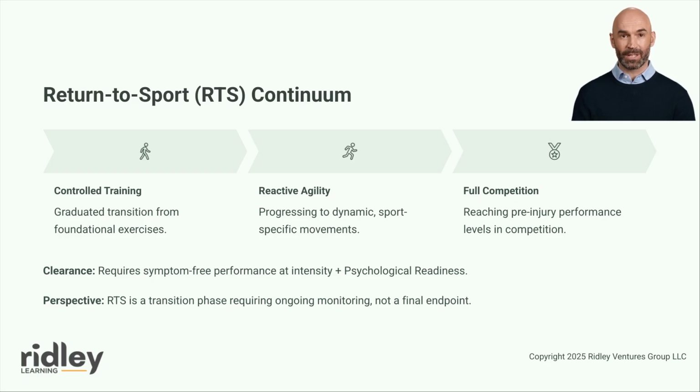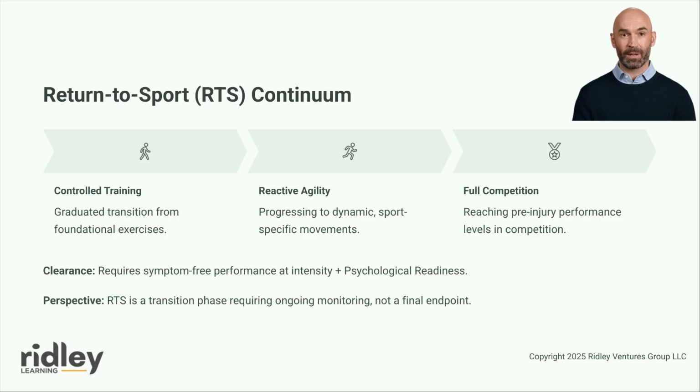Return to sport progression typically begins with sport-specific training activities performed at reduced intensity without competition. Running-based sports progress from straight-line running to change-of-direction drills to reactive agility before full practice participation. Jumping and landing sports incorporate progressive plyometric training that builds toward competition intensity demands. Throughout this progression, symptom monitoring guides advancement decisions, with any significant increase in pain triggering reassessment and potential modification.